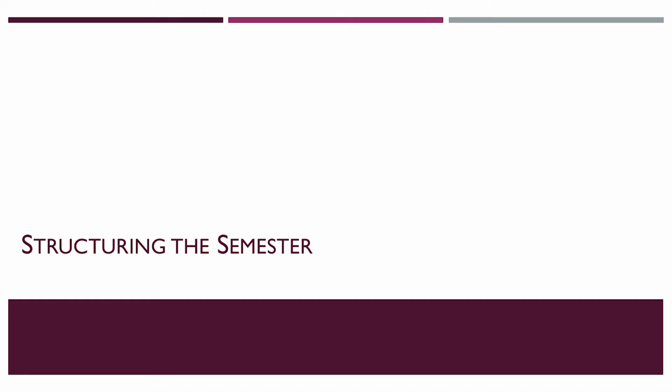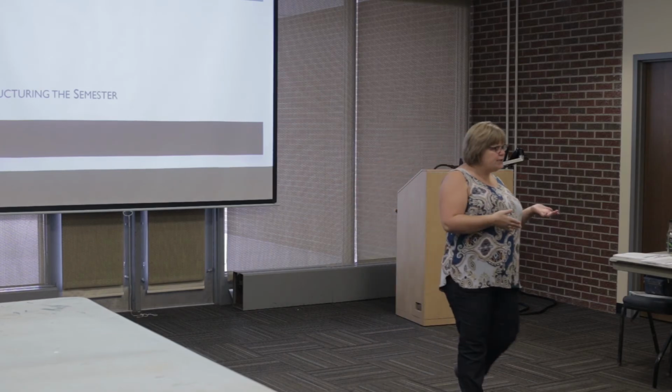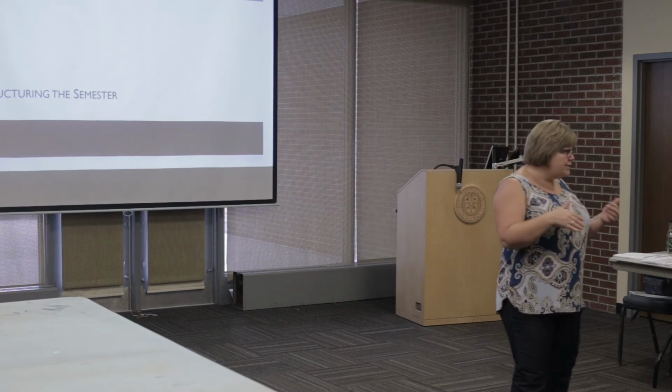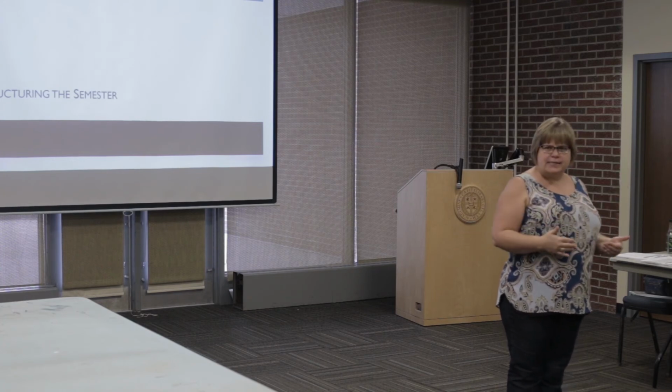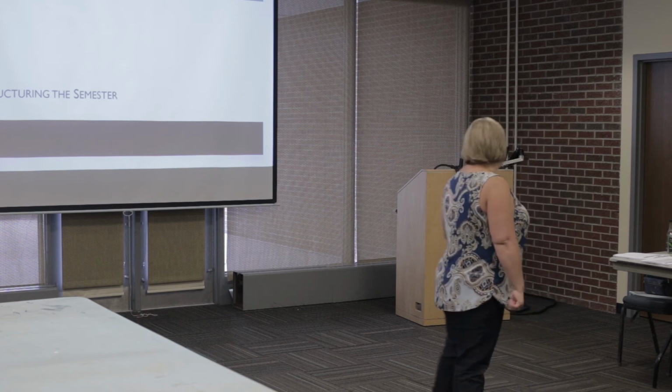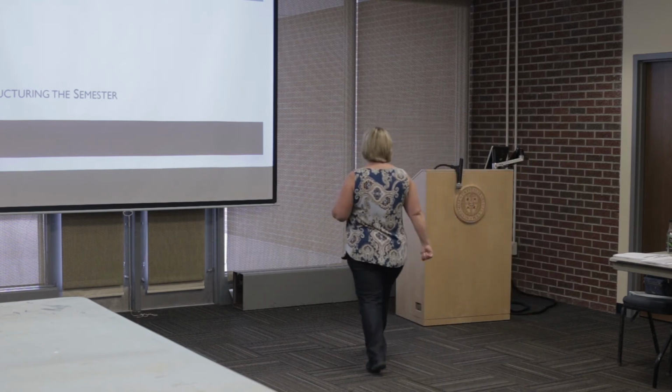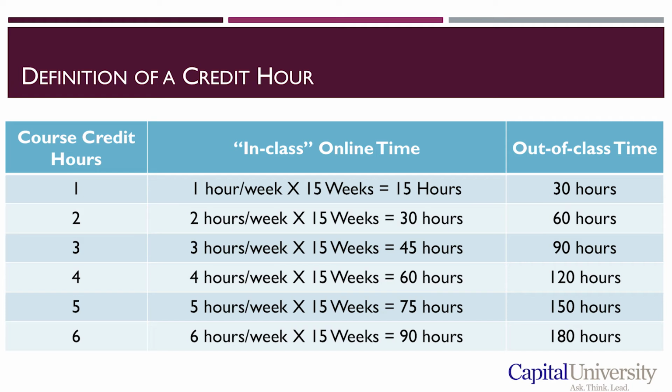So we're going to shift gears a little bit, and we're going to talk about how you're structuring this semester. So now you have an idea about what you're trying to get the students to do, and the things that they're going to do. Now we've got to figure out how that lays out throughout the semester. All right, so we're going to look at kind of the timeline for the semester. First, we want to talk about a definition of the credit hour.